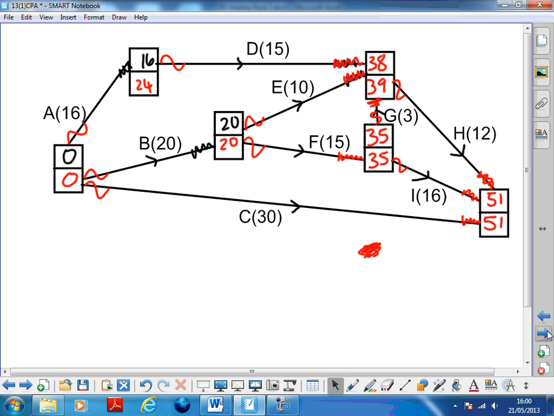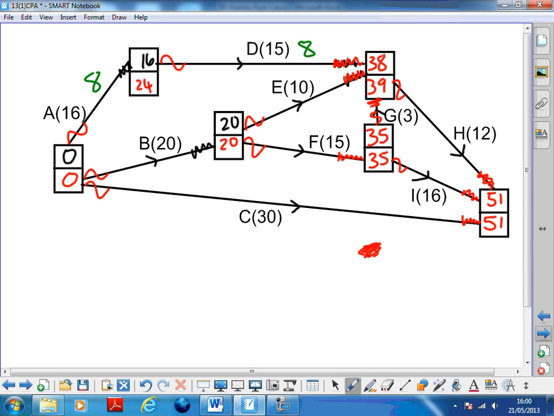Okay, that's that done. And now the floats. So, float on A. We've got from 0 to 24, it's got a length of 16, so that's a float of 8. We've got D going from 16 to 39, which is 23, but minus 15, because that's how long D is, that's got a float of 8.